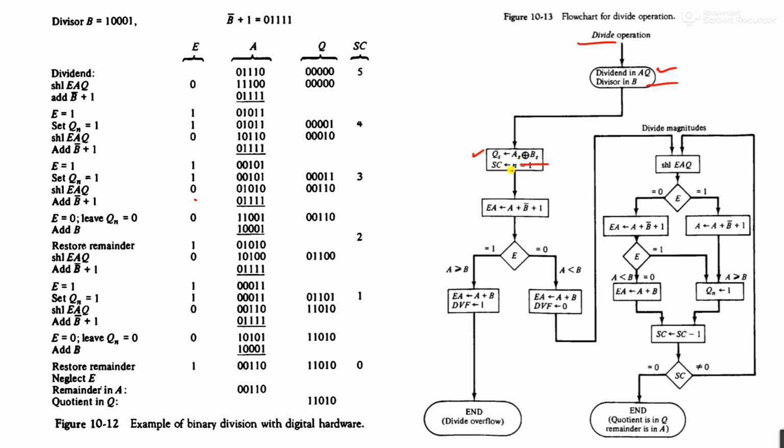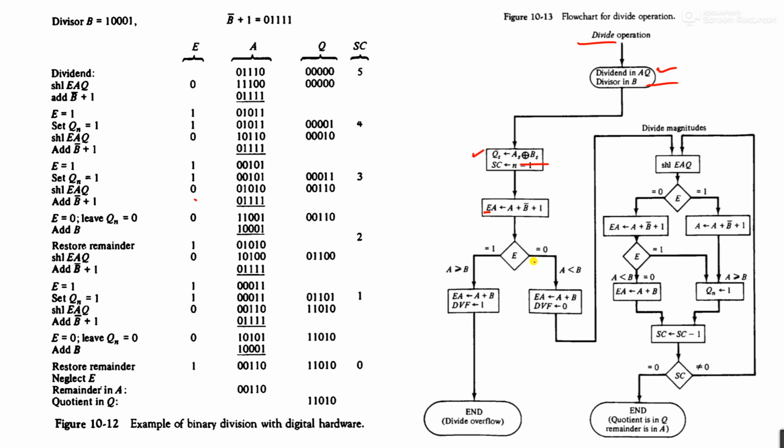Sequence counter is also initialized by N. So you just correct it. It is N, not N minus 1. Then EA tends to A plus B bar plus 1. Then it will check what the value of E is, because it is the same process we have done already in my last slides, when we were doing the addition process.